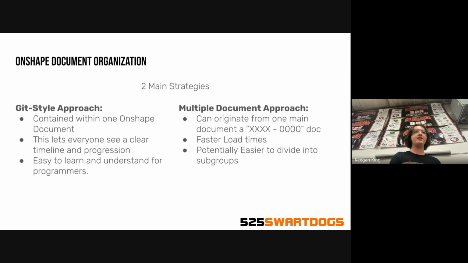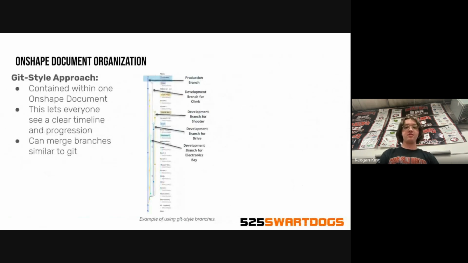What this does is it's easier to see from your OnShape menus, but it means you'll have to be clicking around a lot. It'll create faster load times since you won't have all of that contained within one document. And this could make it easier to divide into subgroups, since you wouldn't have to care as much about, oh, are you on the intake branch?